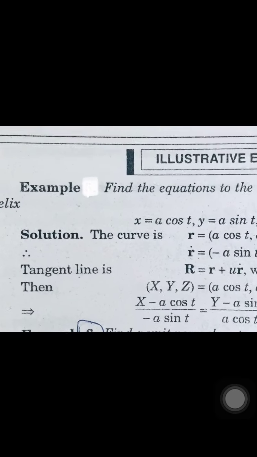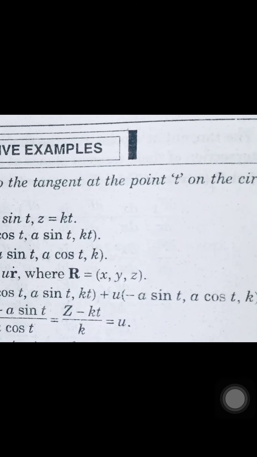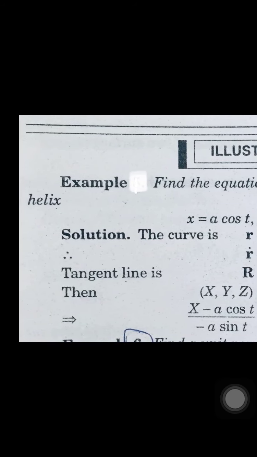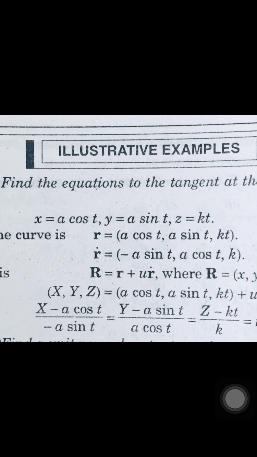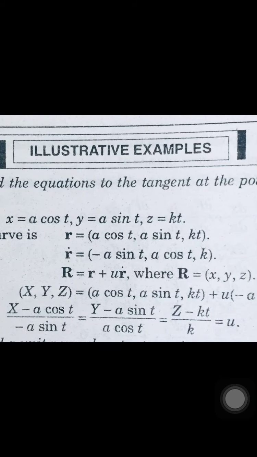Here we are taking some numericals. Find the equation of the tangent at a point t. What we have got: equation of tangent we require on the circular helix. We already studied some questions on circular helix. What is circular helix? x equals a cos t, y equals a sin t, and z is equal to kt. So the curve r given to us in parametric coordinates is a cos t, comma, a sin t, comma, kt.